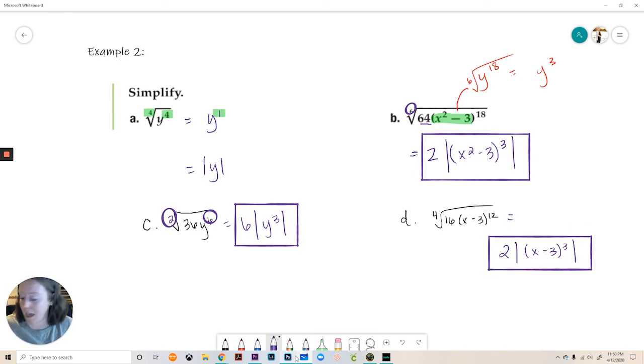Okay, and that is going to be what we do. I'm skipping example 3 in your textbook, so if you're following along with me, we're not doing that one. But that's looking into nth roots of radical expressions.